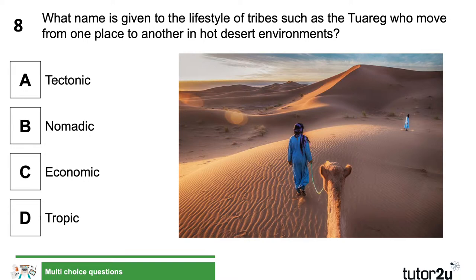All of them end in IC, but the correct answer for this one is that they are all nomadic. So nomadic peoples tend to move from one place to another. Well done, Ben there, I can see, got that correct.